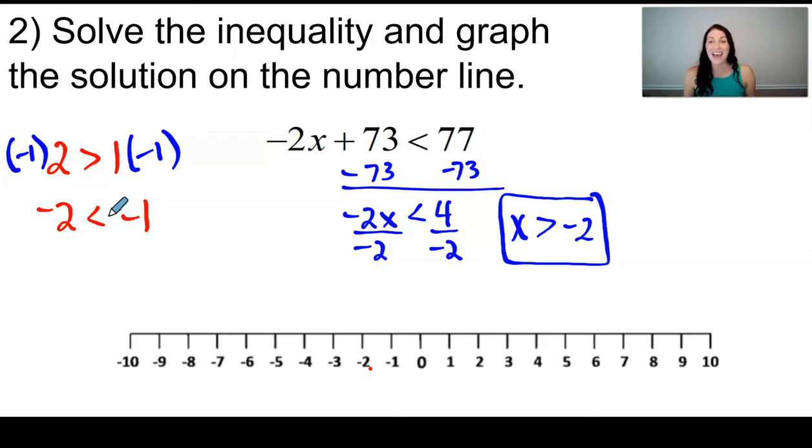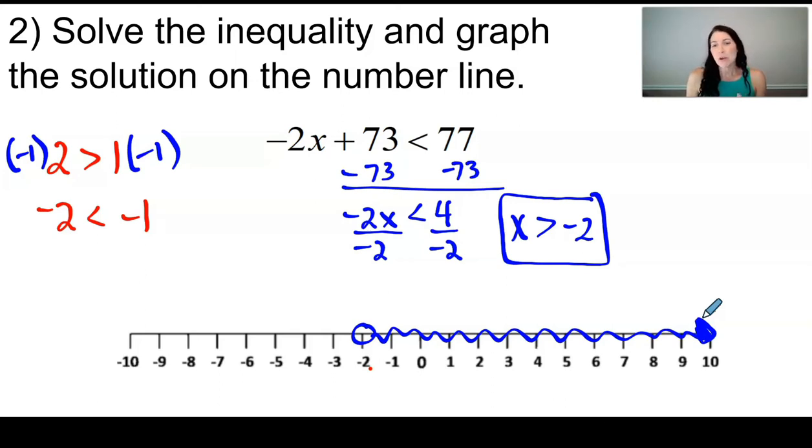So if I want to graph x is greater than negative 2, to indicate that x cannot equal negative 2 this time, we're going to put an open circle on negative 2. Unlike the last example when our value could equal 2, we put a closed circle. Here it can't equal negative 2, it can only be greater than negative 2. So we indicate that we don't want to include negative 2 by putting an open circle, and then it's all numbers greater than negative 2, with an arrow, so it's all shaded to the right of negative 2.